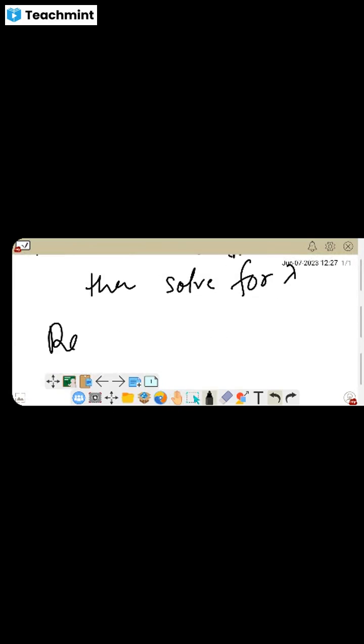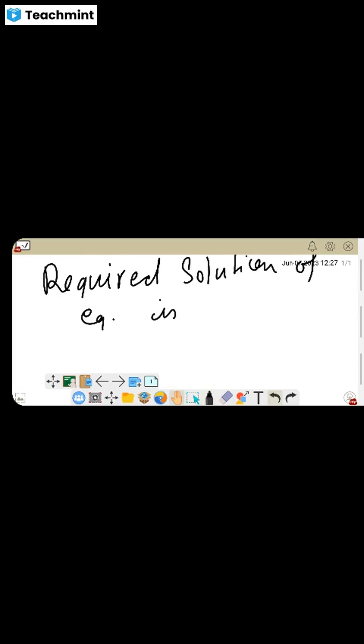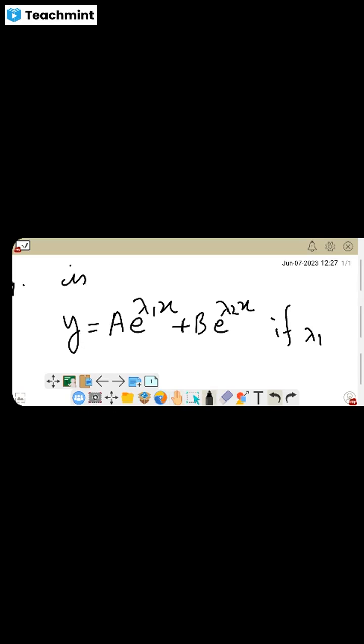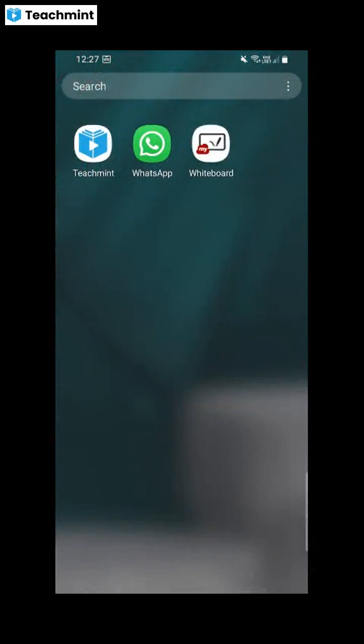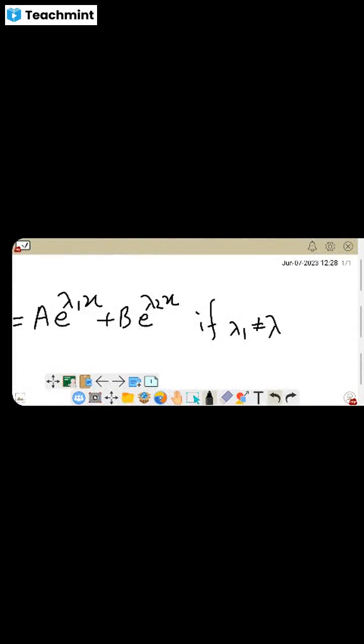The required solution of the equation is y is equal to a into e to the power lambda 1 x, meaning the first value of lambda, plus b into e to the power second value of lambda, if lambda 1 is not equal to lambda 2.